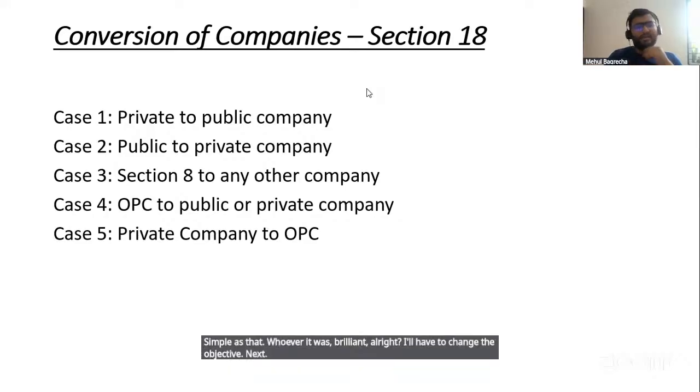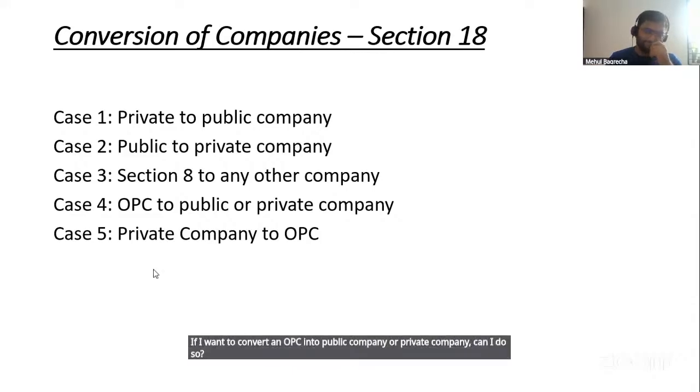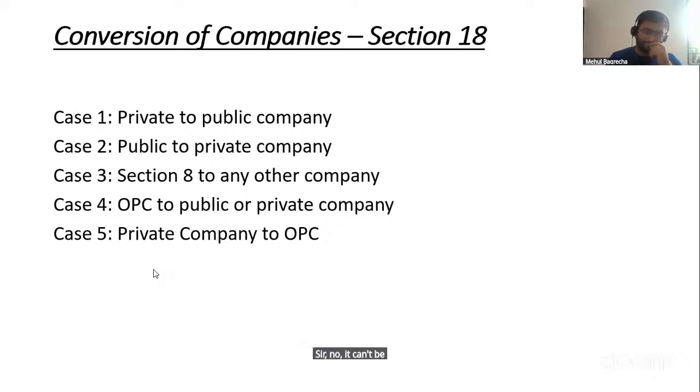Next, if I want to convert an OPC into a public company or private company, can I do so? Sir, no, it can't be converted into a public company. It can't be converted into a public company. Why? Only one member. So that's what I want to change. No, what should I do? OPC to private company. Chalo. OPC to private company. What should I do?